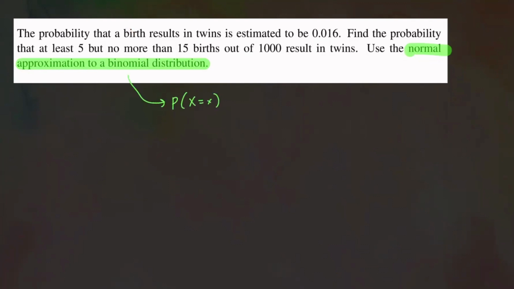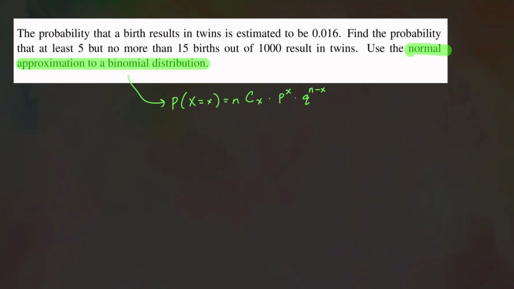x equals little x, is going to be n choose x, times little p to the x times q to the n minus x. So that's the formula for binomial distribution. Now we're not going to use that. Instead, we're going to be approximating it using the normal distribution, which means we need to use the z-score table.